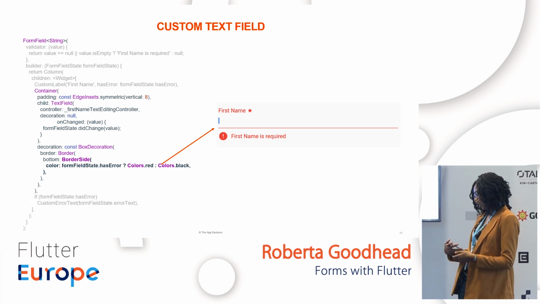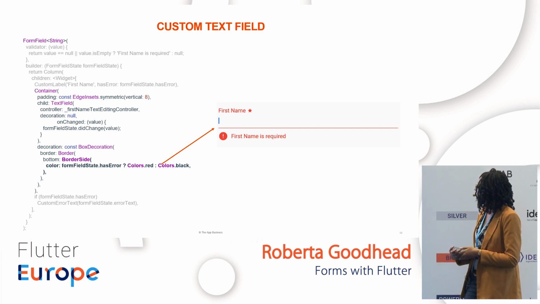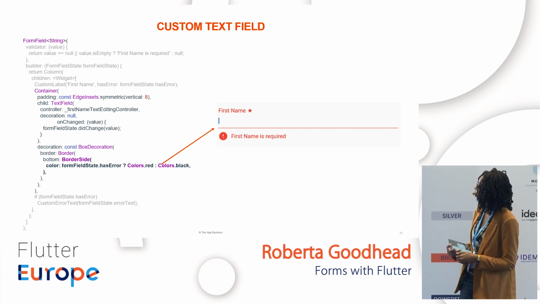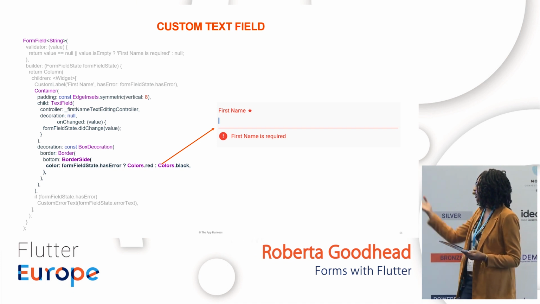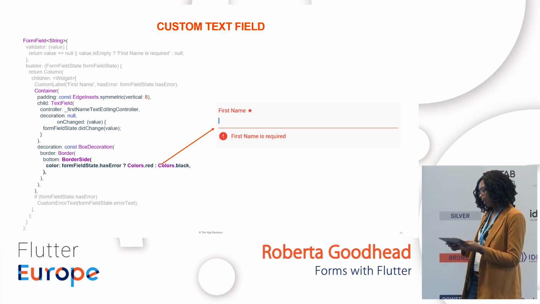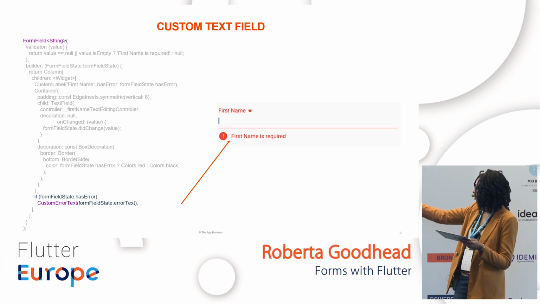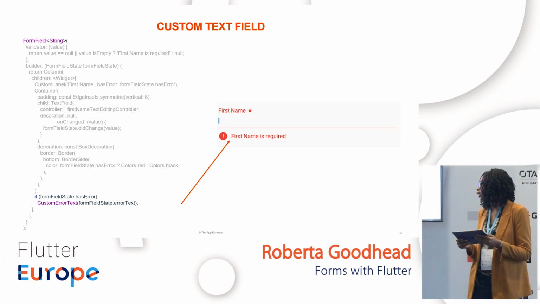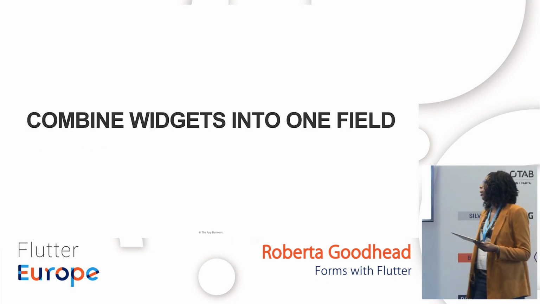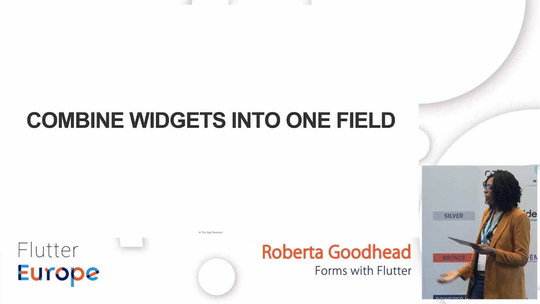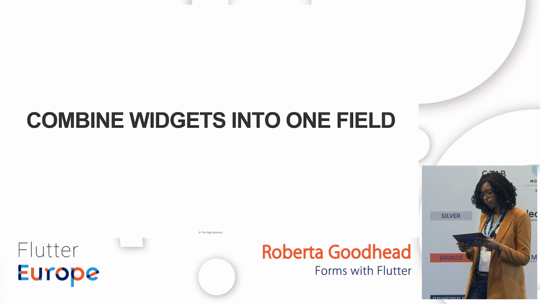As an alternative, you can use the editable text widget as well. It's an even more stripped down version of text field, except that it doesn't manage focus. I think in most instances, using text field with decoration null will be fine. And then, as before, you can add a custom error text widget. You can also use this to combine several widgets into one field.